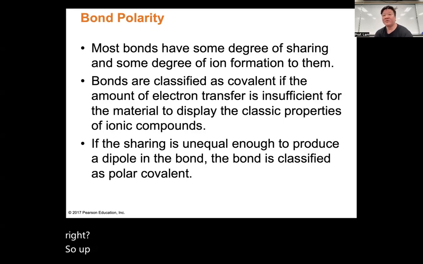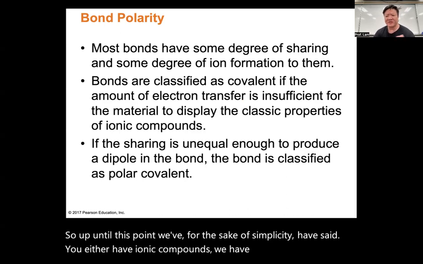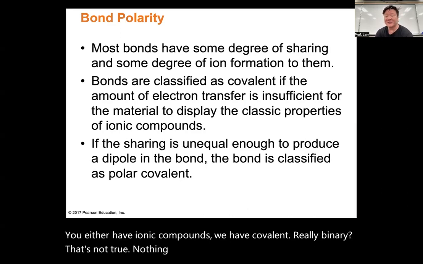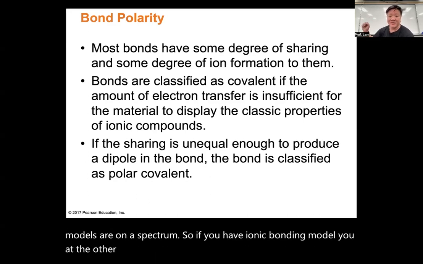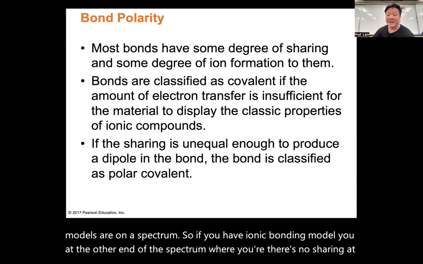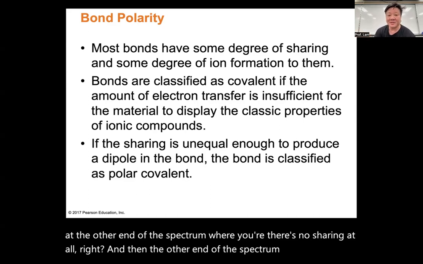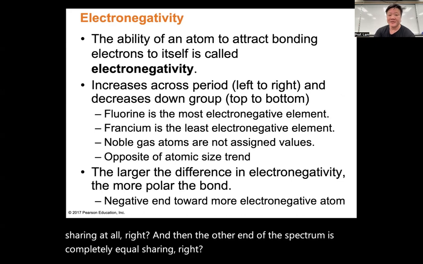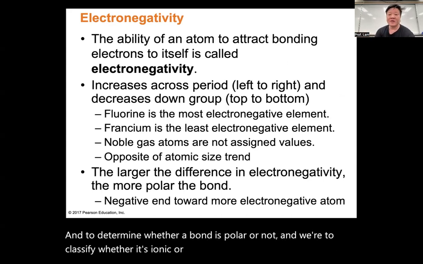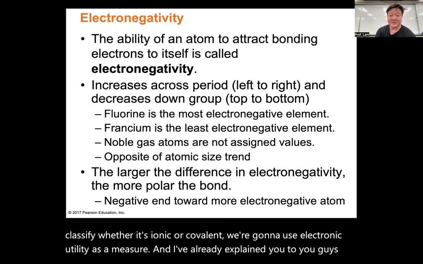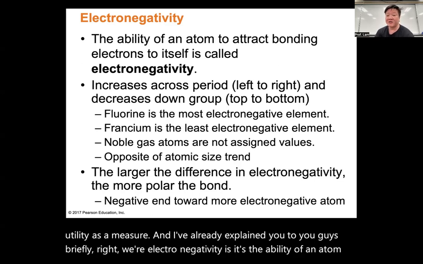So, up until this point, for the sake of simplicity, we've said you either have ionic compounds or you have covalent. It was really binary. That's not true. Nothing is binary, as you guys have seen so far. Everything's on a spectrum, so even bonding models are on a spectrum. If you have an ionic bonding model, you're at the end of the spectrum where there's no sharing at all, and the other end of the spectrum is completely equal sharing. To determine whether a bond is polar or not, and to classify whether it's ionic or covalent, we're going to use electronegativity as a measure. I've already explained to you briefly what electronegativity is. It's the ability of an atom to attract the shared electrons toward itself.